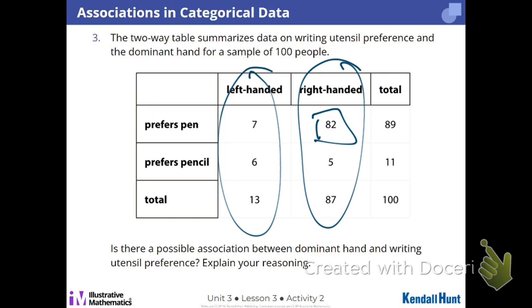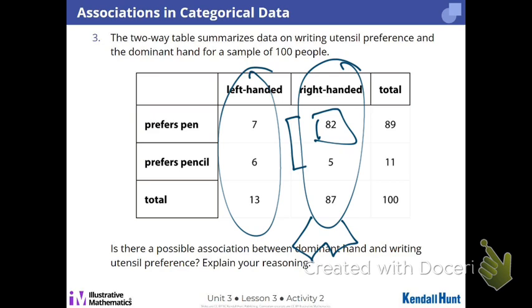Now, thinking about why left-handers might be split. Why are they more split? Why do they like pen less compared to right-handers? I think there's a practical reason. If you write left-handed and you write with a pen, it goes along your hand as you go across the paper. That's the reason, I think.